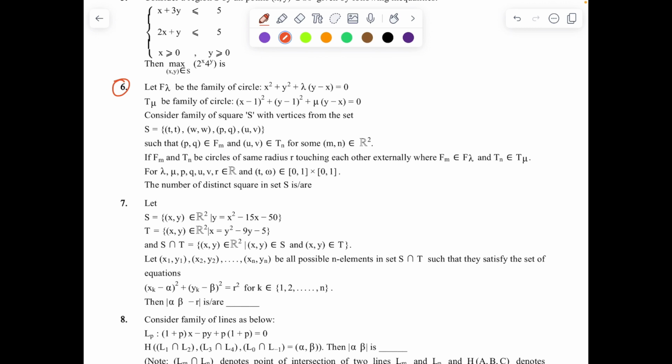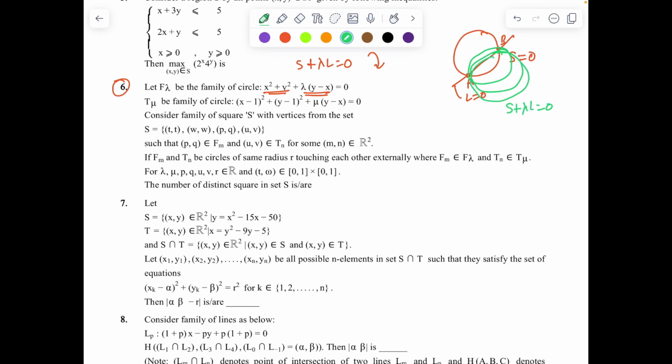Let F(λ) be the family of circles. Now first we need to recognize what this family represents. It's basically S + λL = 0. And just to recapitulate, if you have a circle equation S = 0 and a line L which intersects this at points, let's say A and B, and its equation is given by L = 0, then the family of circles passing through the points of intersection is given by S + λL.